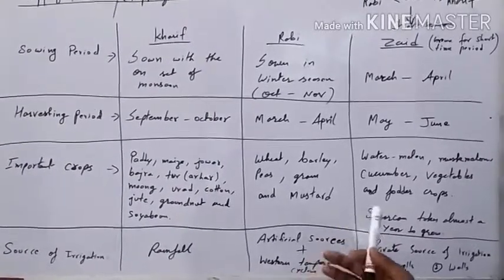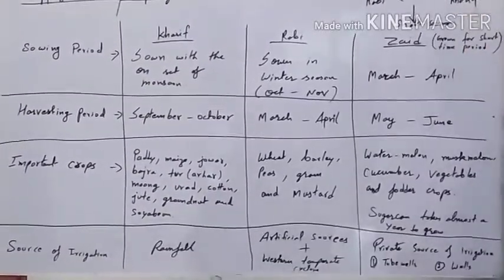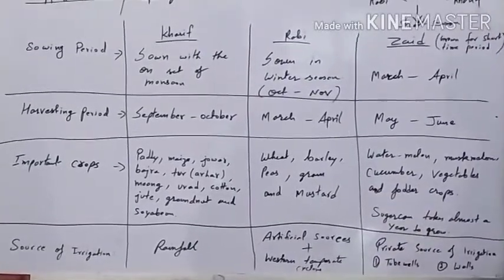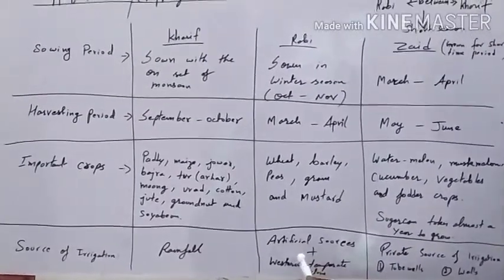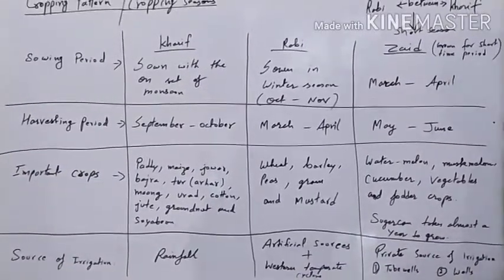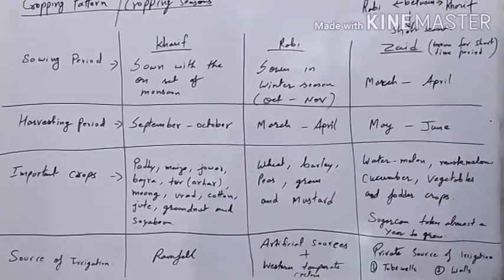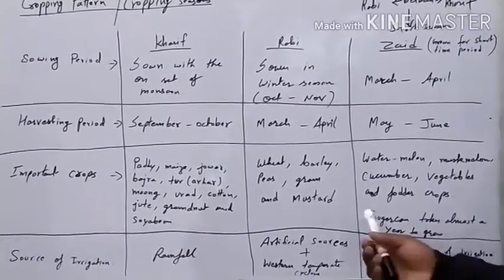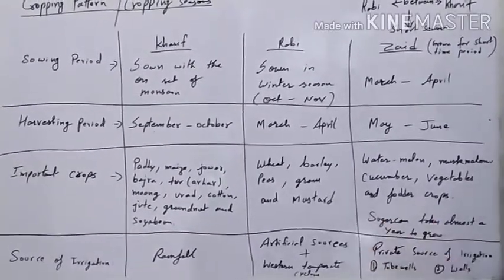These are the crops which require less water. Now, what are the sources of irrigation? Since it requires less water, the sources of water are artificial sources, like canals and tube wells. These are the artificial sources of water. So some artificial sources of water are used in this season.